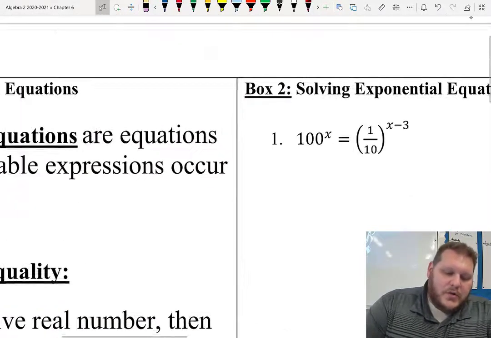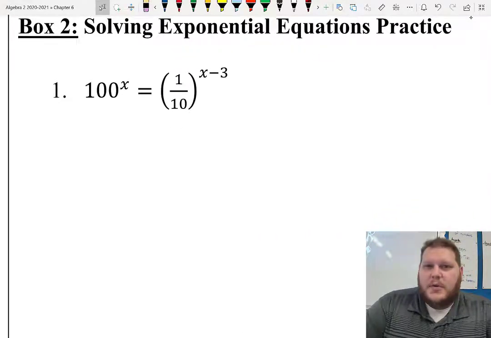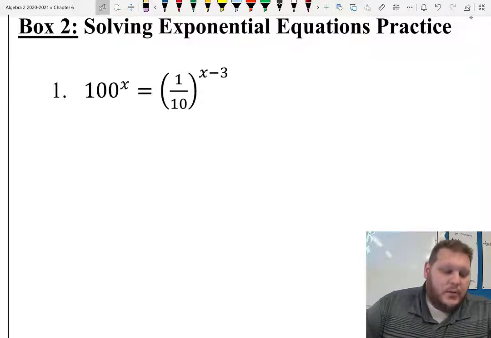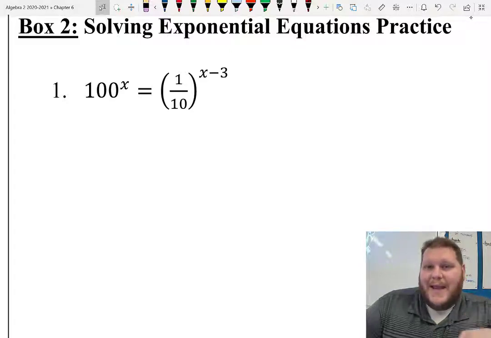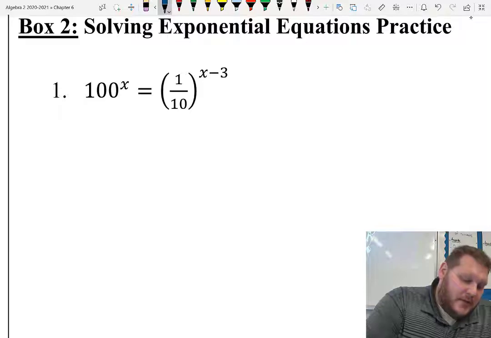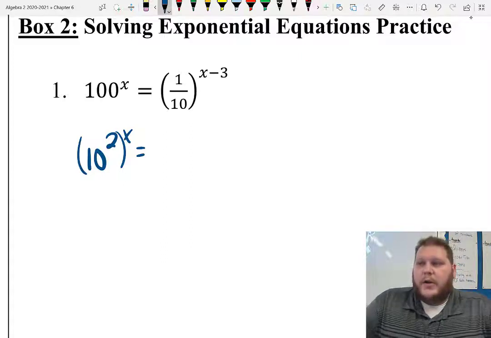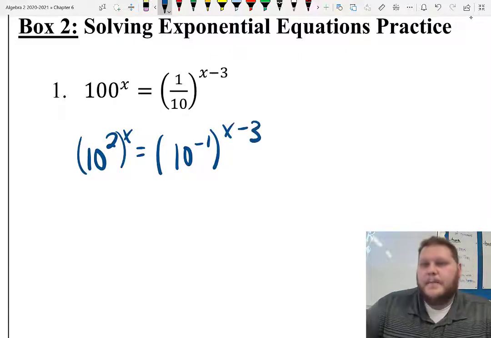So one strategy for solving equations here in box number 2 is to try and rewrite both sides of my equation with the same base. Here 100 and 10 are not the same base, but I can rewrite both of those as a base of 10. I can rewrite 100 as 10 squared, and that's still to the x power. And then over on the right side, my 1 over 10, well, that's 10 to the negative 1st power, still to the x minus 3.